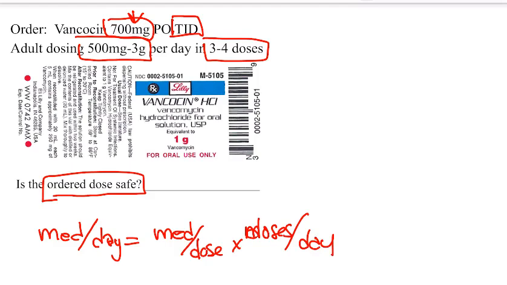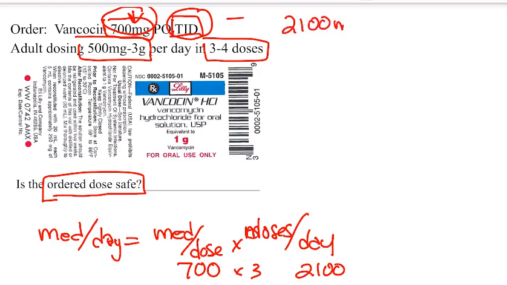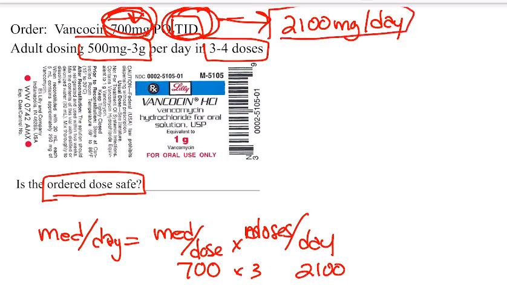And in this case, I'm getting right here 700 milligrams. I have 700 milligrams in one dose. How many doses per day? I have TID, which is 3 doses. 700 times 3 doses a day. 700 times 3 is 2100. My patient is getting 2100 milligrams per day. That's what the doctor's ordering. You see that? 700 milligrams 3 times a day. 700 times 3, my patient's getting 2100 milligrams per day.